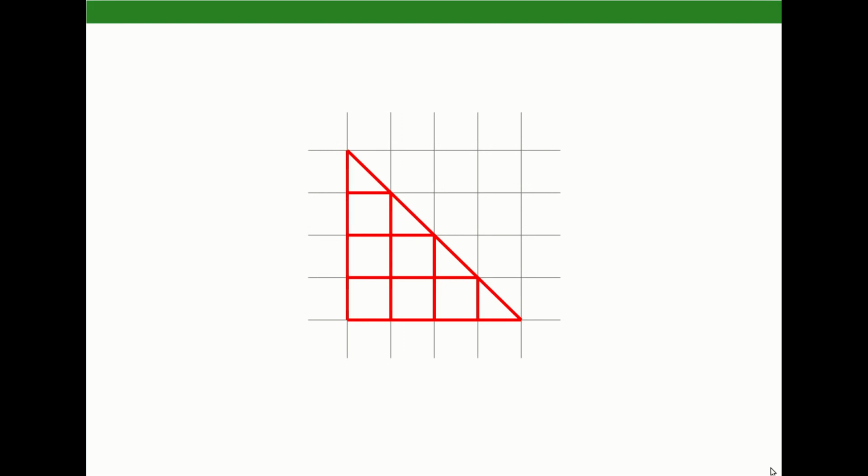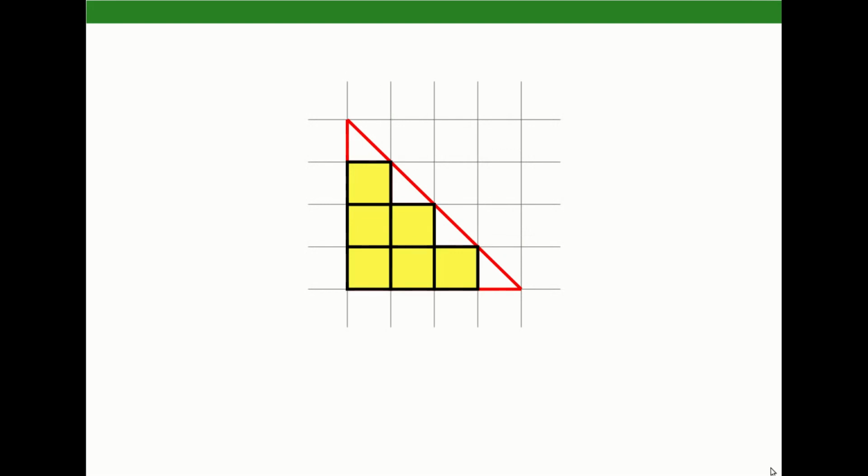Starting off from the bottom row, we have 1, 2, 3, 1 times 1 squares. The row above that has 1, 2, 1 times 1 squares. And on the top row, we have just a single 1 times 1 square. So let us now sum up these squares. We have 3 in the bottom, 2 in the middle, 1 in the top row. So 3 plus 2 plus 1, bringing us to a total of 6 1 times 1 squares.